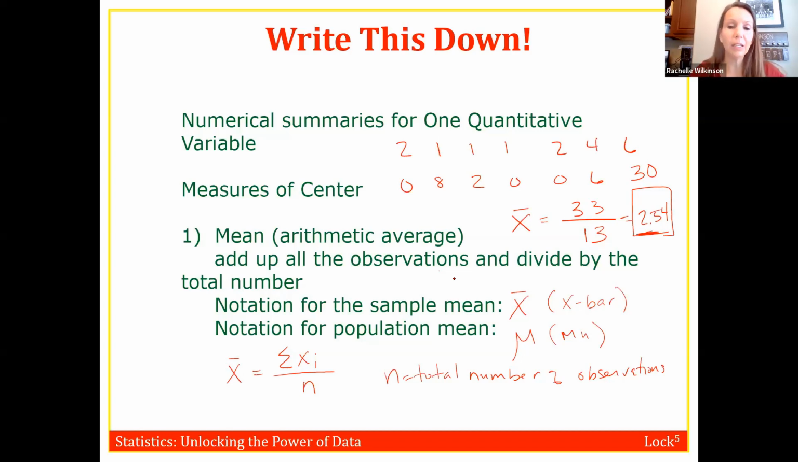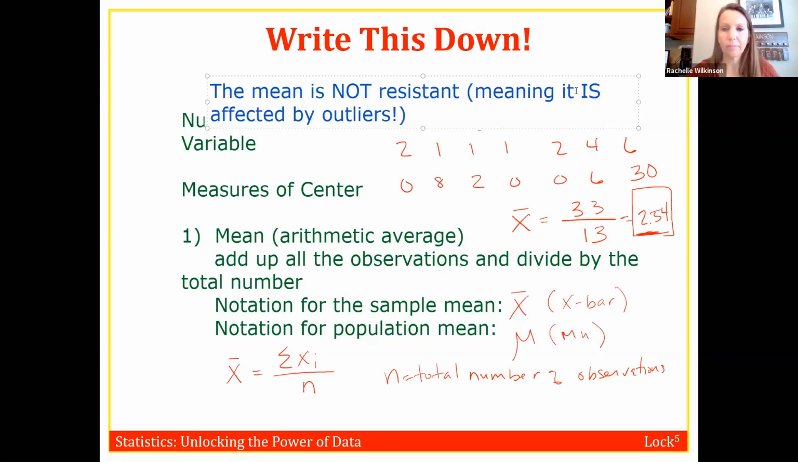So the mean is not resistant, meaning that it's not resistant to the effect of outliers. Okay, so the mean is not resistant. It is going to be affected by outliers. The mean is not resistant.